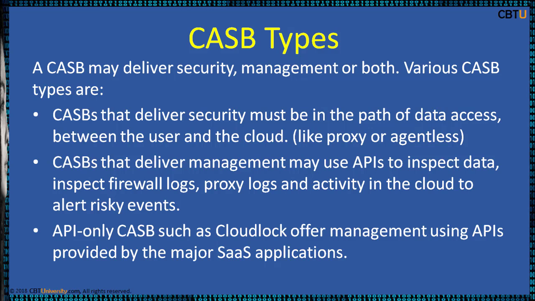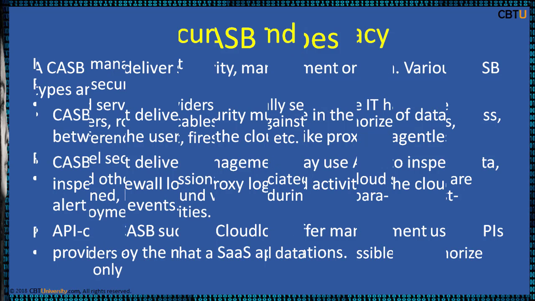A CASB may deliver security, management, or both. CASBs that deliver security must be in the path of the data access between the user and the cloud. CASBs that deliver management may use APIs to inspect data, inspect firewall logs, proxy logs, and activity in the cloud to alert risky events. API-only CASBs such as CloudLock offer management using APIs provided by the major SaaS applications.